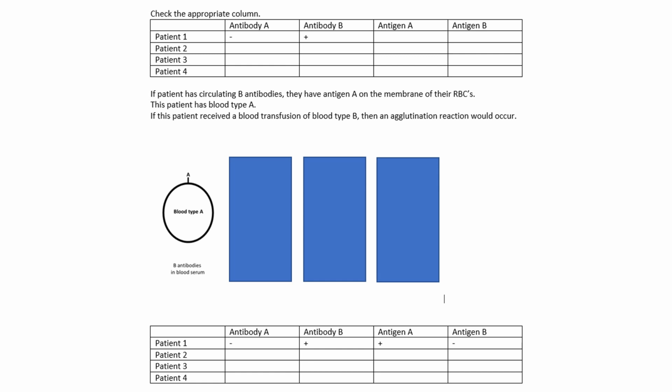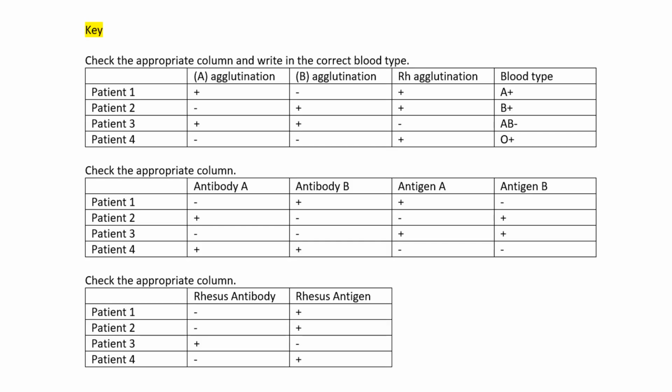So then you would just put the positive with the antibody. Then if you follow along, now you know what antigen it has, because on this picture it's telling you what antigen it has. So that is a pretty easy table to figure out. Then finally, this is your key. So make sure your answers align with this.